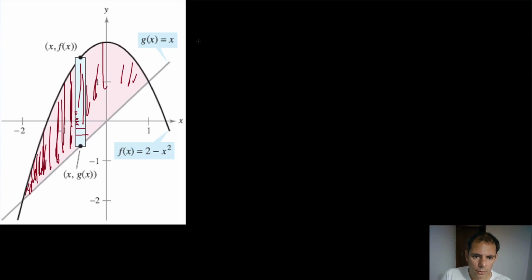Anyway, the one on the top is going to be x. It'll be the integral from x equals minus 2 all the way to 1. And you want this area here, so it's going to be 2 minus x squared. It'll be f of x minus g of x, so you have a minus x in here. This x is the g of x, and you want to do a dx.